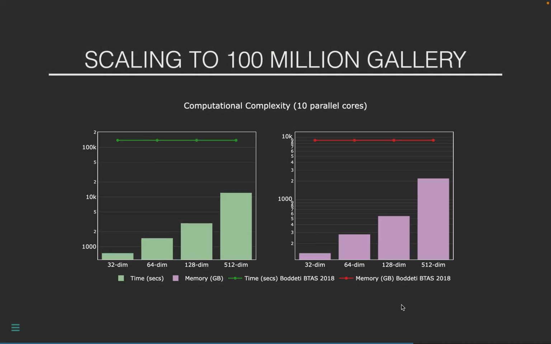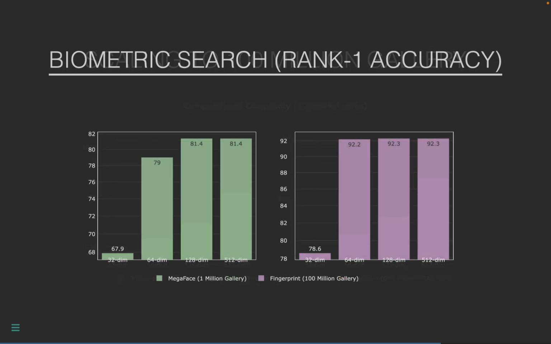As we scale to a gallery size of 100 million, the difference between the two encoding schemes and the benefit of dimensionality reduction is more apparent. From 130,000 seconds, the search time reduces to 1,480 seconds at 64 dimensions, and memory reduces from 9 terabytes to 280 gigabytes, again at 64 dimensions.